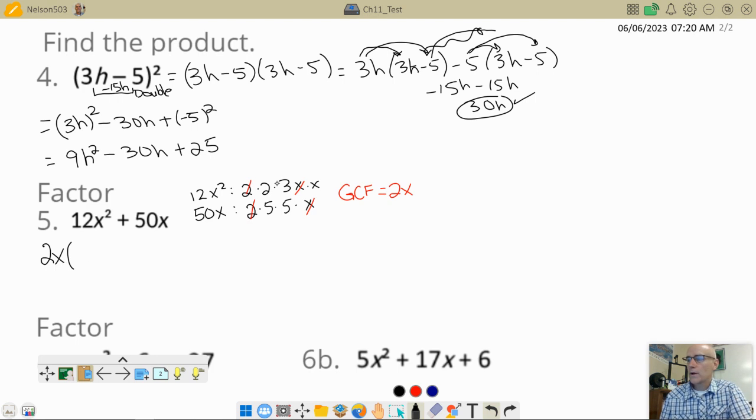And so what factors are left for the 12x squared? For the 12x squared, there's a 2, a 3, and an x. So that makes 2 times 3 is 6, and then we got an x. Then for the 50, there's a 5 and a 5 and no x's. So I'm going to put down plus 25. That's it. That's how you factor out the GCF, or a common factor between these two terms.